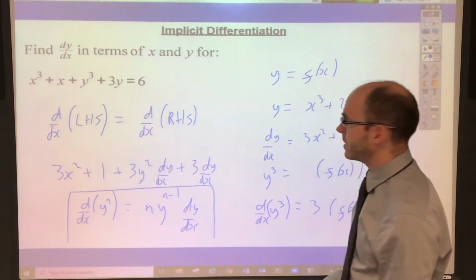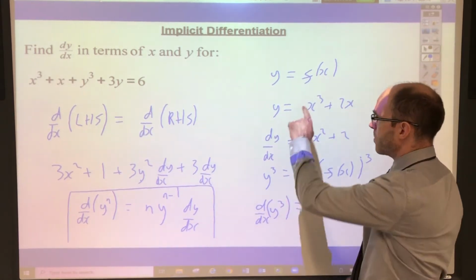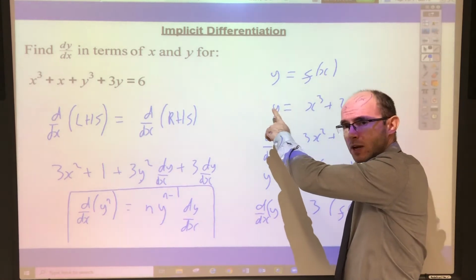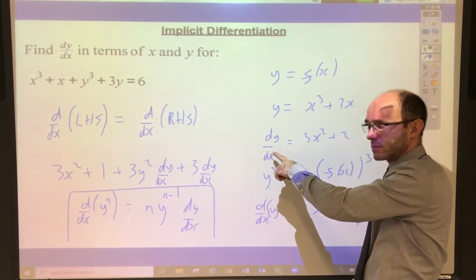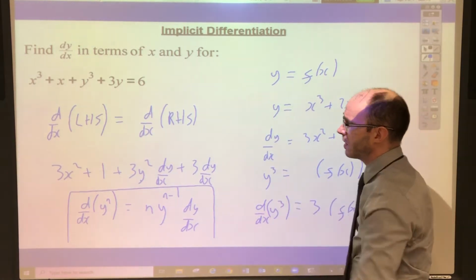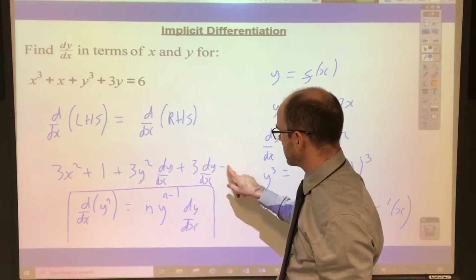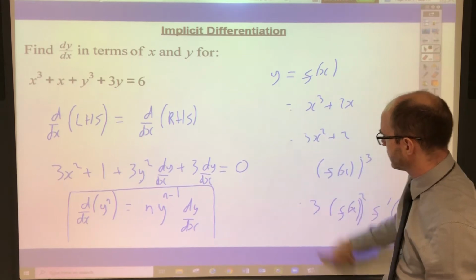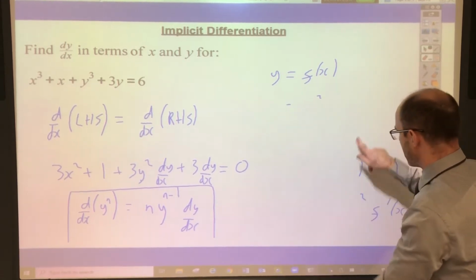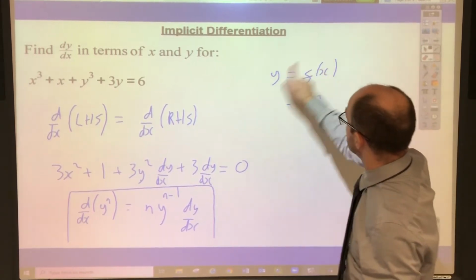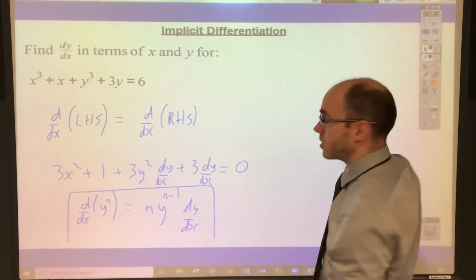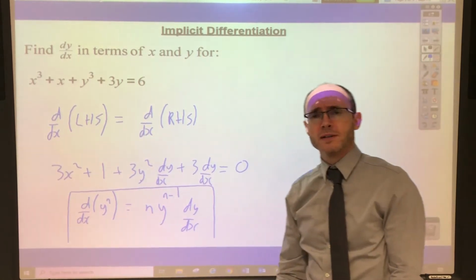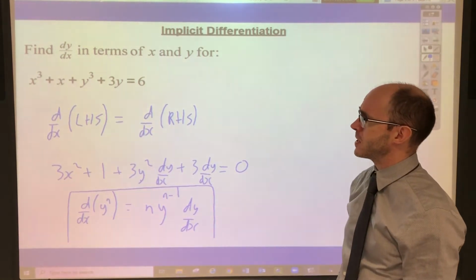Which, if you think about it, is obvious. Come back to this, when we had y on the left, differentiate that with respect to x, we get dy dx. And then equals 6, so just continue on, you get equals 0. If I just rub this off, you can see here, that's our expression once we differentiated both sides. And that is pretty much it.